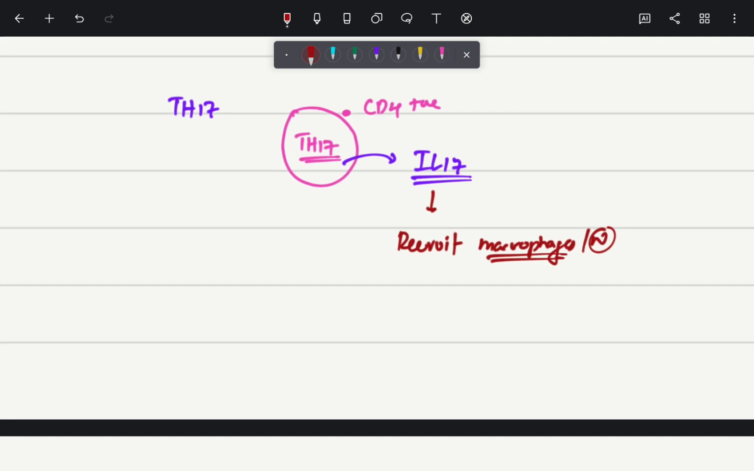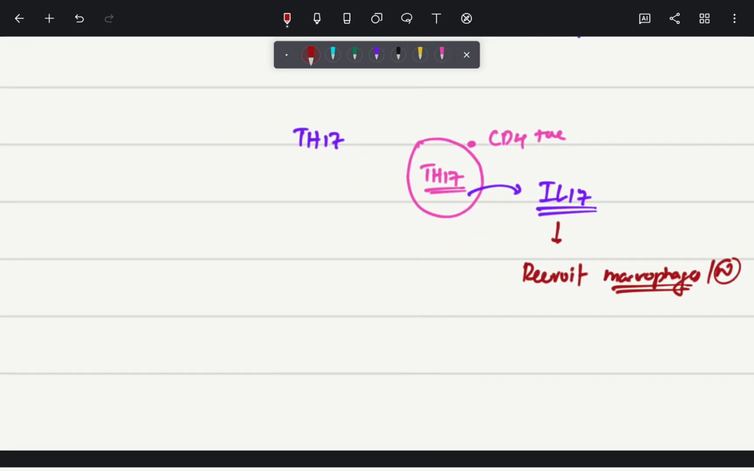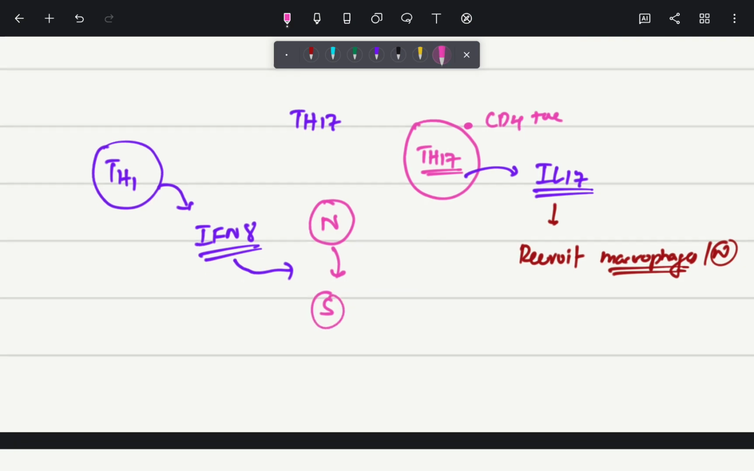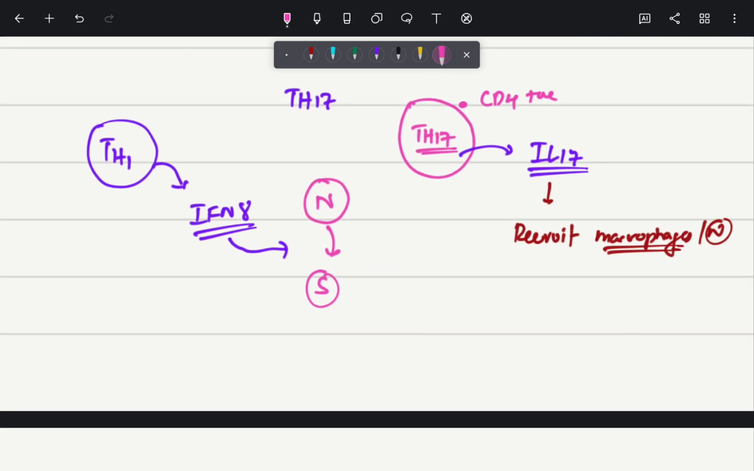Once the recruitment of macrophages happens, I already told you there was a T helper 1 cell, right? This T helper 1 cell will also produce a substance known as your interferon gamma. Now this interferon gamma will convert the normal macrophages, this is a normal macrophage, into super macrophages, or we can say macrophages are activated.